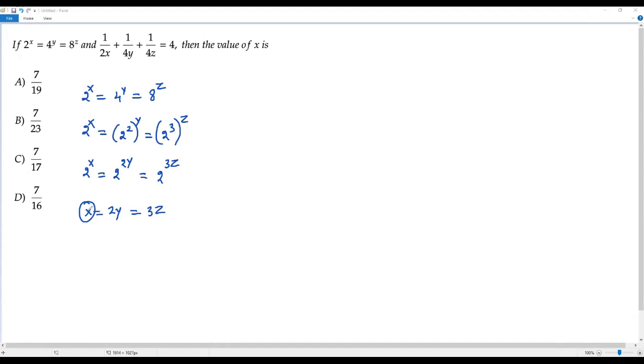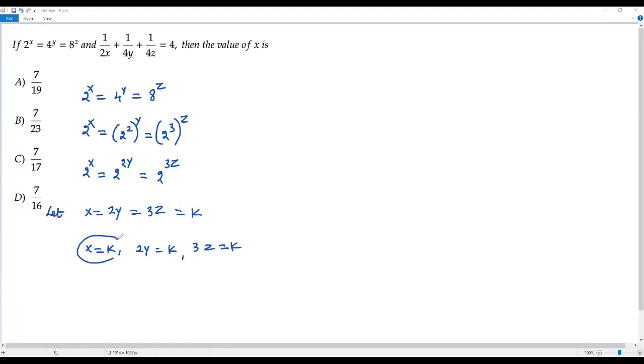Okay, let me assume k as the value of x. Then what is the value of 2y? For 2y we have the same value, k, and for 3z also we have the same value, k. So let me assume all these three quantities are equal to k. Since all of them are equal to k, we can equate each quantity to the constant k. Then we get x equals k, 2y equals k, and 3z equals k.